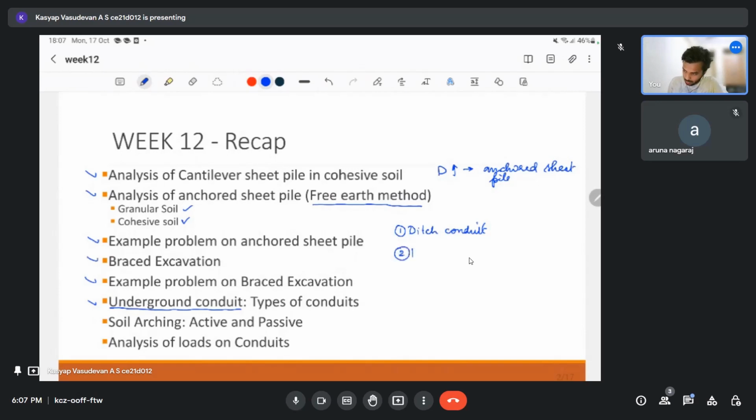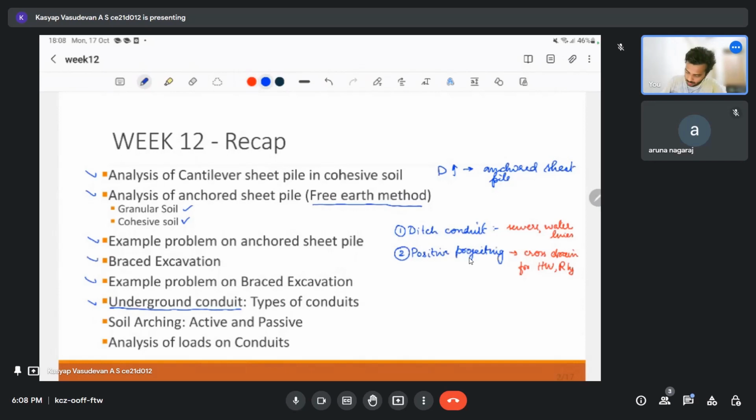The second one is the positive projecting conduit. A positive projecting conduit is when we have a natural ground layer, and we embed our conduit slightly into the natural ground, and then we install an embankment over it. These are generally done for highway cross drains or railway cross drains. Ditch conduits are more suitable for smaller things like sewers or water lines. The positive projecting type is generally done for cross drains for highways or railways.